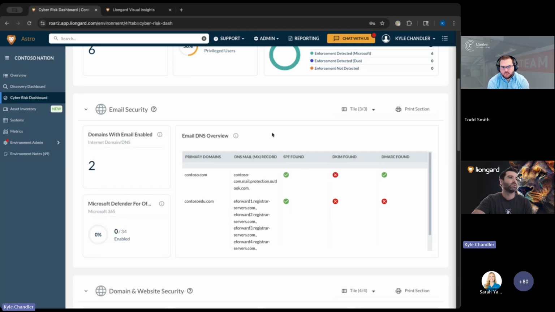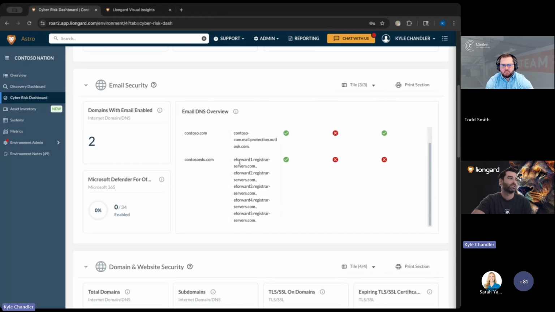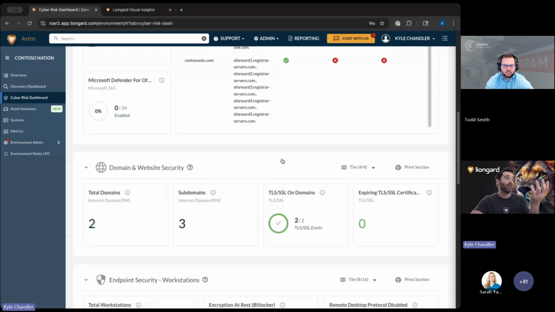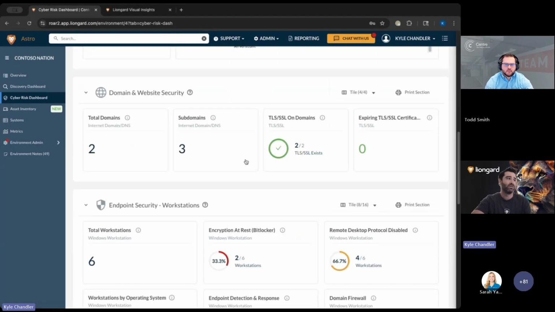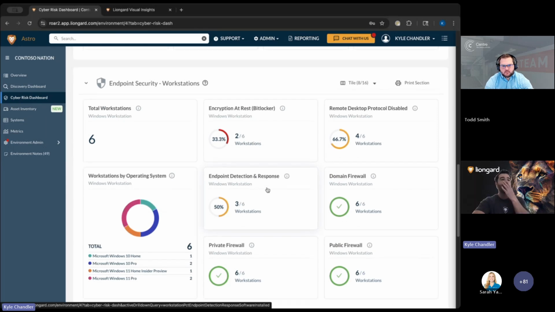Looking quickly, what does the email security hygiene look like, right? Is SPF, DKIM, and DMARC found there on the domains? Just simple stuff, right? And looking at what the website security looks like: TLS and SSL certs are up to date and they're existing. Again, is EDR deployed on my workstations, right?